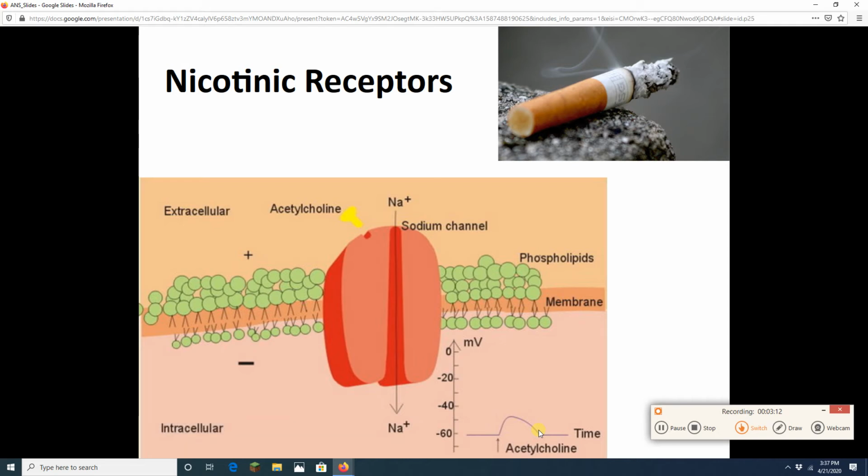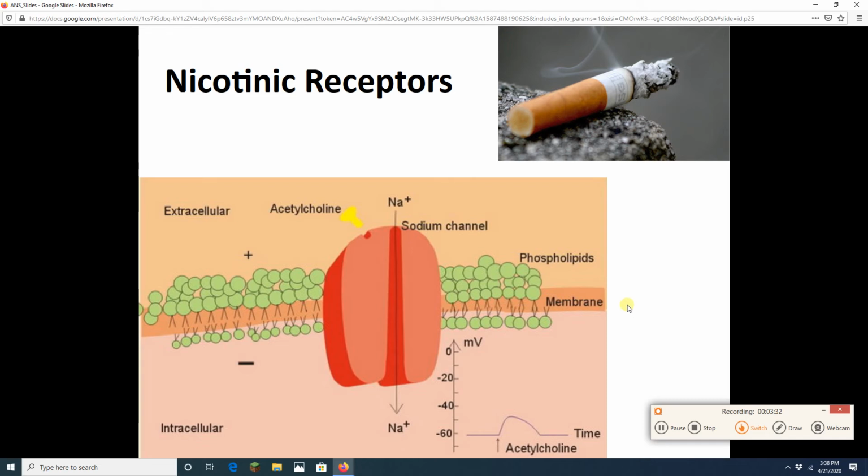which we know graded potentials can lead to action potentials. Now, you might be wondering, why is it called a nicotinic receptor? Because not only does acetylcholine bind to these guys, but nicotine does as well. And this is one of the reasons why nicotine has many of the effects on the body that it does.